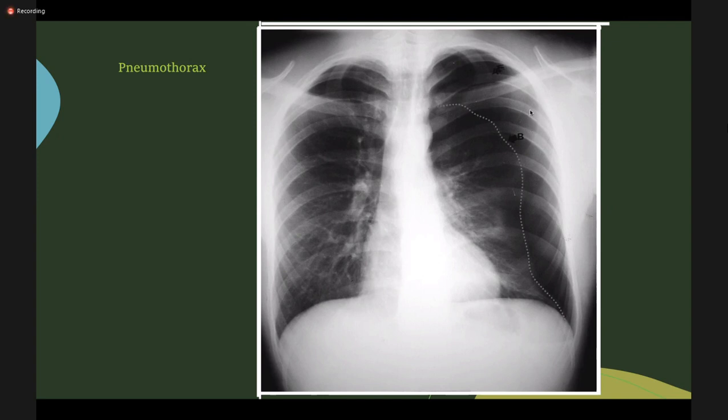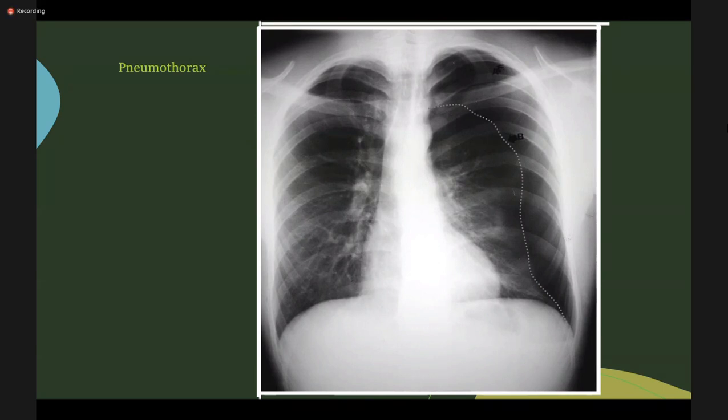Now look at it. Because air has entered, we all know the thoracic cavity has negative pressure. There is a puncture, a wound, external, or there is a rupture of a bulla. Air has leaked into the pleural space and accumulated there, so it's not allowing the lung to expand. Once the lung is not expanding, it collapses. We'll talk in detail about it. Don't worry about that. So this is a collapsed lung, which is shown with this dotted line.